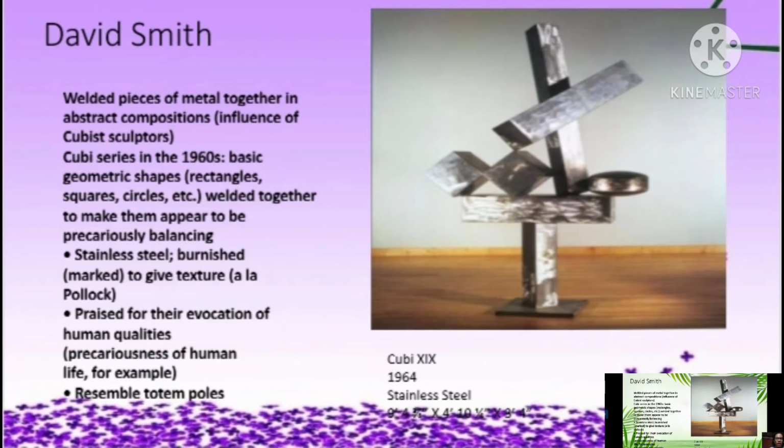Cubist series in the 1960s, basic geometric shapes like rectangle, square, circle, and etc. They are welded together to make them appear to be precariously balancing. Stainless steel burnished with marks to give texture and a light. Pressed for the evocation of human qualities, the precariousness of human life, for example. So they resemble the two temples.